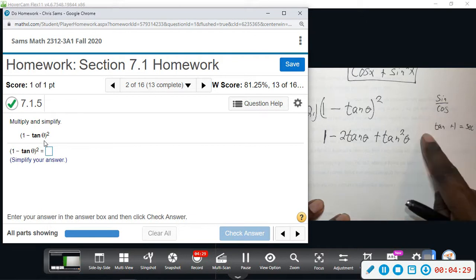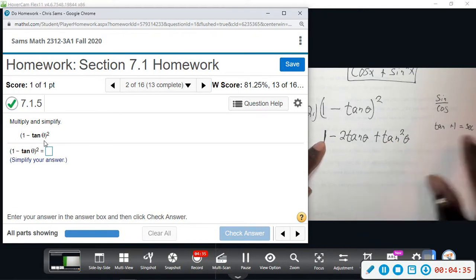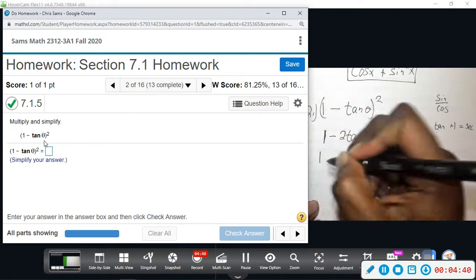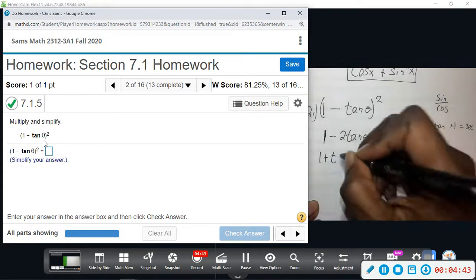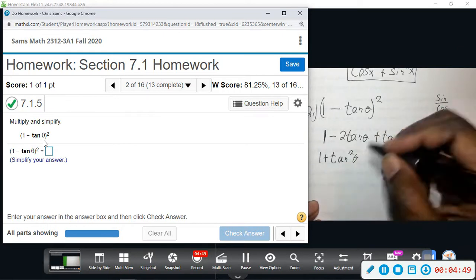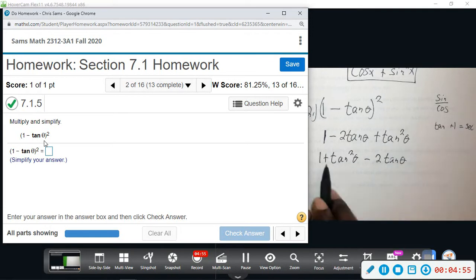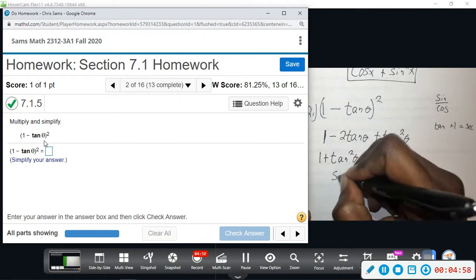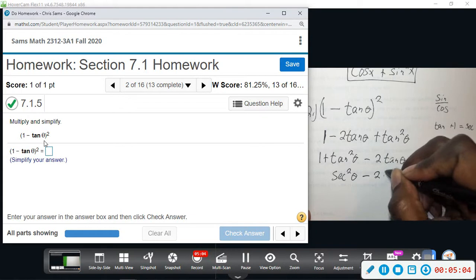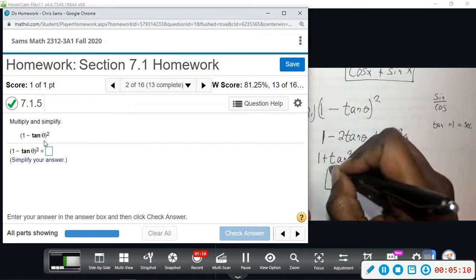Okay, so thinking about the reciprocal identities, we can combine tangent squared and positive 1 right here and get secant squared. So I'm going to write this as 1 plus tan squared theta minus 2 tan theta. I know I got it in a different order, but it's the same principle. So this is equal to secant squared theta minus 2 tan theta. This right here will be our simplest form.